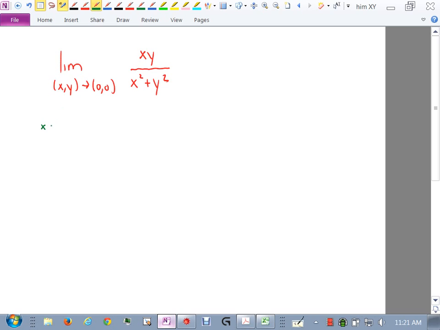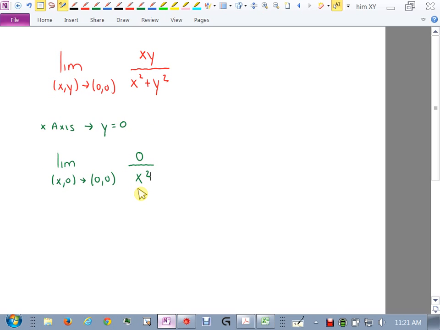If we come in along the x-axis, that means y is 0. What happens if you rewrite this thing with y equals 0? The limit as (x, 0) goes to (0, 0) of what? 0 over x squared. Now, when I write this, we are saying y is exactly 0. So this numerator isn't getting close to 0, it is 0. That's what we're saying. And the denominator is exactly x squared.